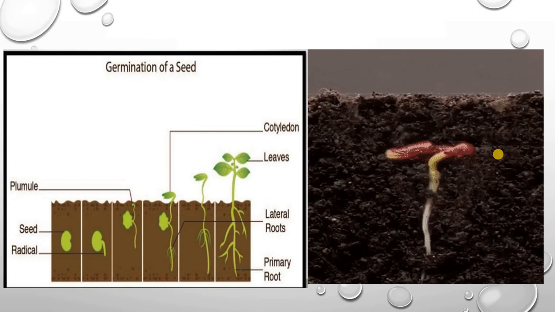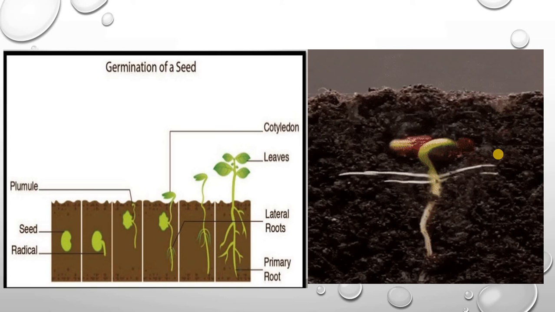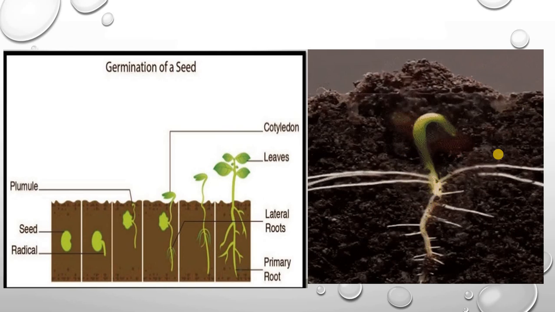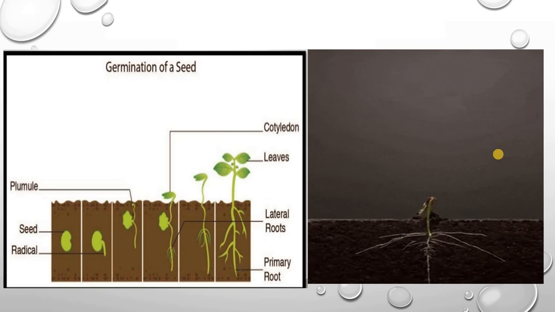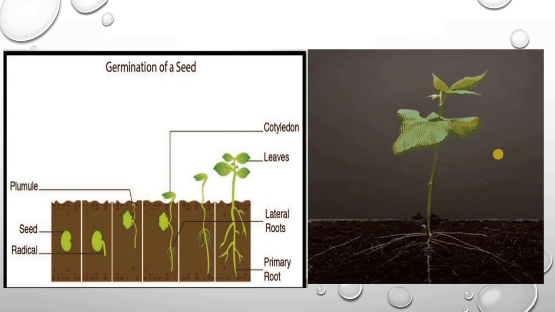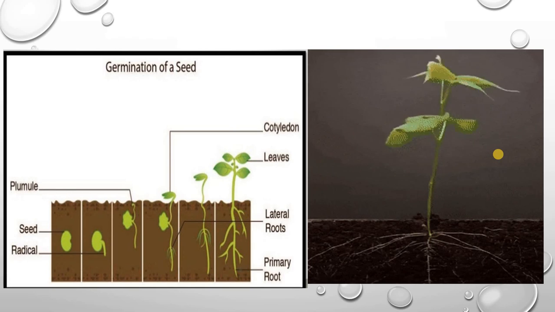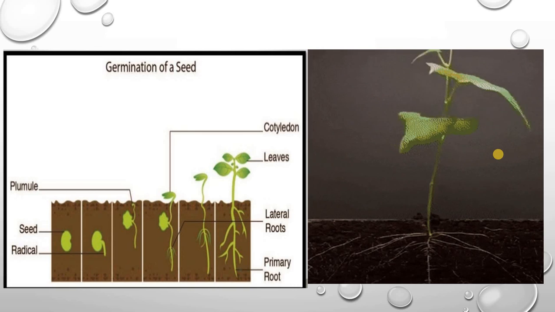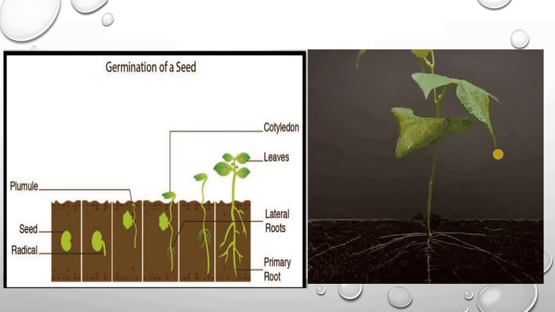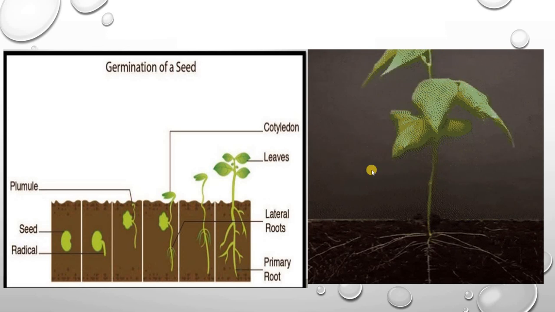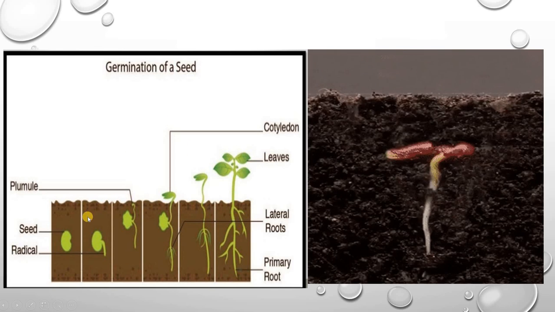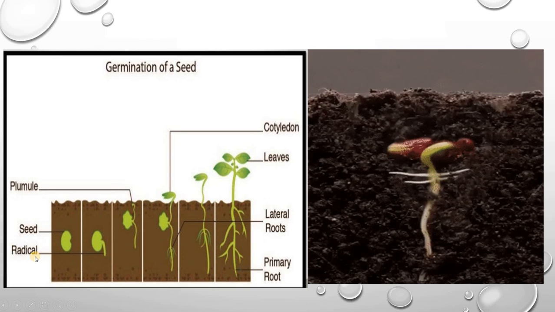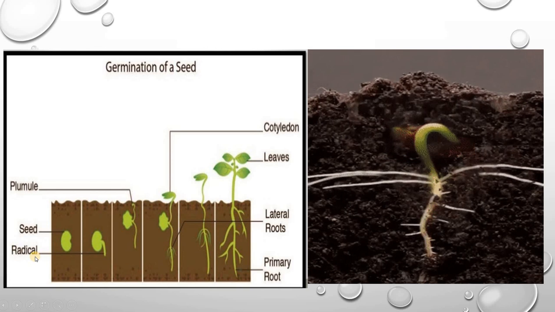Now, next comes the germination of a seed. A seed is the sexual reproductive body of a plant. Now, how does this seed germinate to produce a new plant? The process in which the seed begins to grow is called germination. When a seed is sown in moist soil, it begins to grow. And when a seed germinates, the seed coat, the tough outer covering, splits.